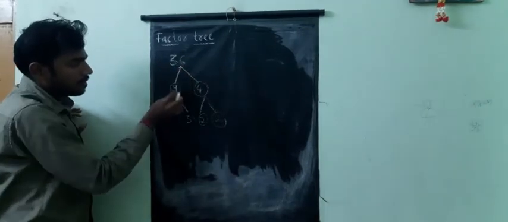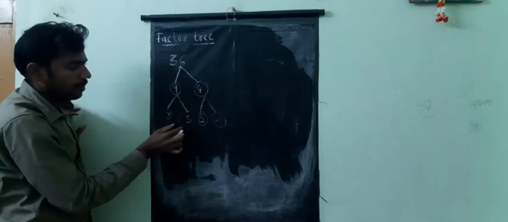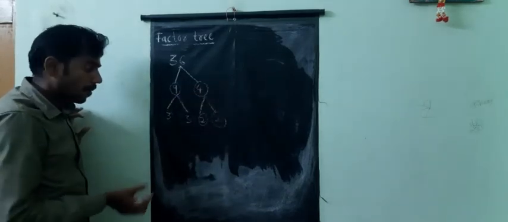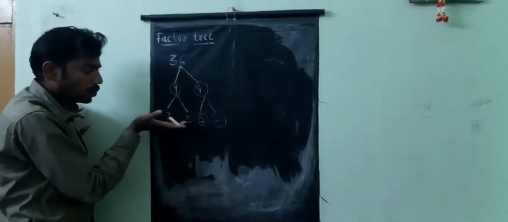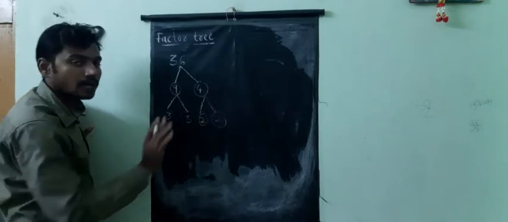See, 36 can be written as 9 into 4. Again 9 can be written as 3 into 3. 4 can be written as 2 into 2. When do we need to stop? All the numbers at the base, at the bottom, should be prime numbers. See, 3 is a prime, 3 is a prime, 2 is a prime.